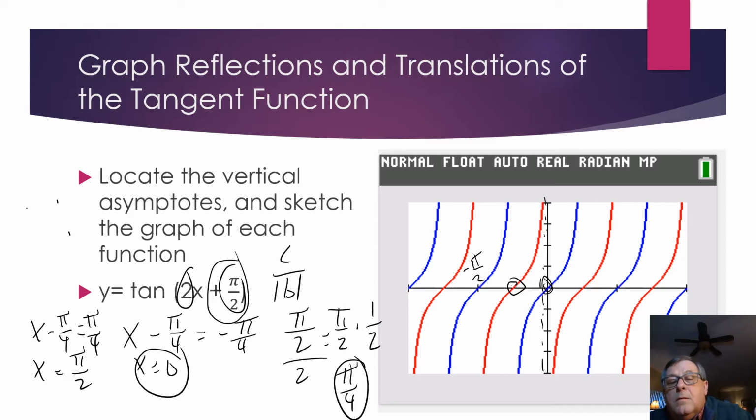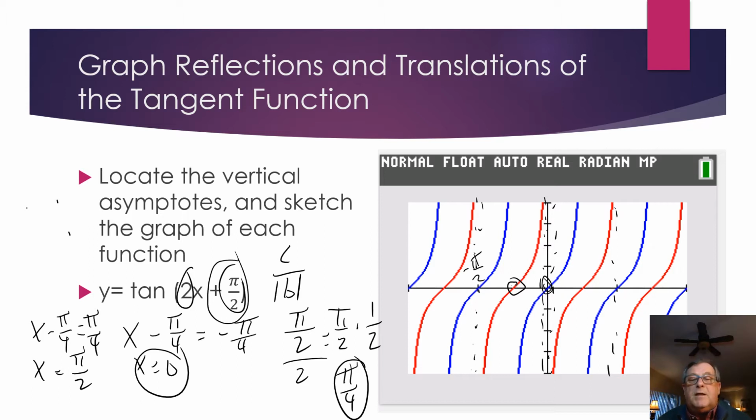Where's my other one? Well, we'll go negative pi over 2, in this direction. And I see an asymptote occurring right there at negative pi over 2. And on the positive side of the y-axis, I see an asymptote running right here at the origin, and I see one at pi over 2. And so that's the effect of our phase shift.